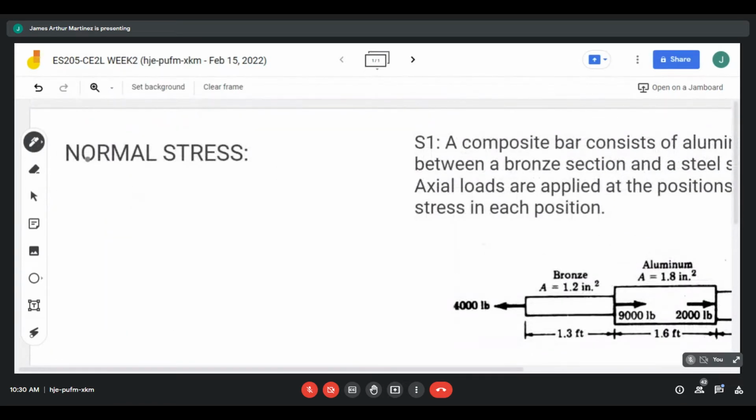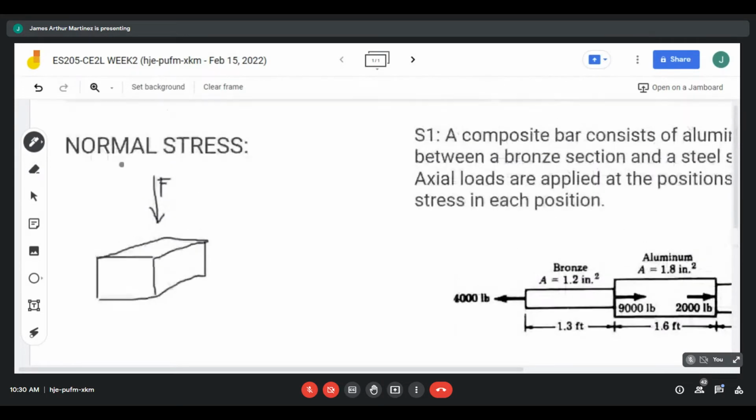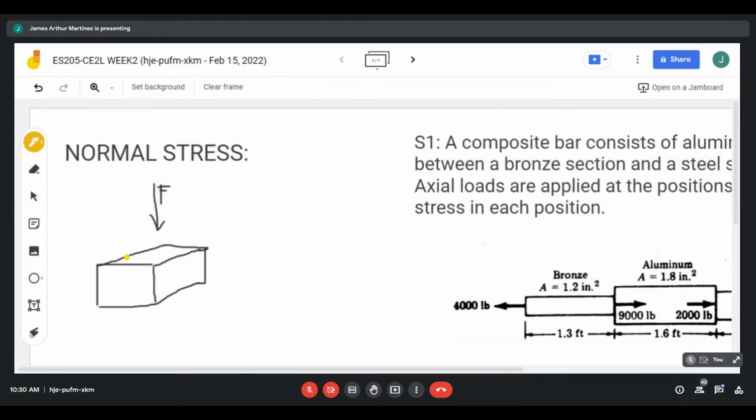Let me revisit the concept of normal stress. Let's say you have a box and a force acting on it. For normal stress, the area you consider is perpendicular to the force. But for shear stress, the area is parallel to your force. The parallel area could be this one or this one, depending on the direction indicated in the problem.